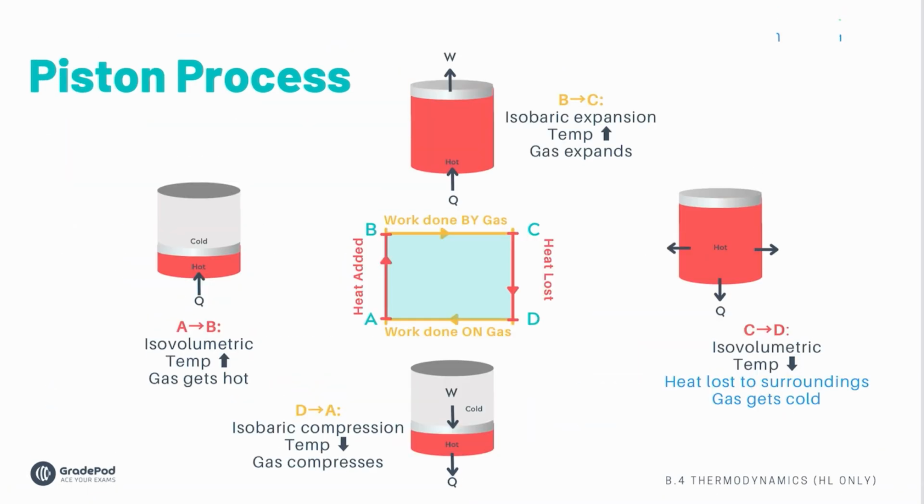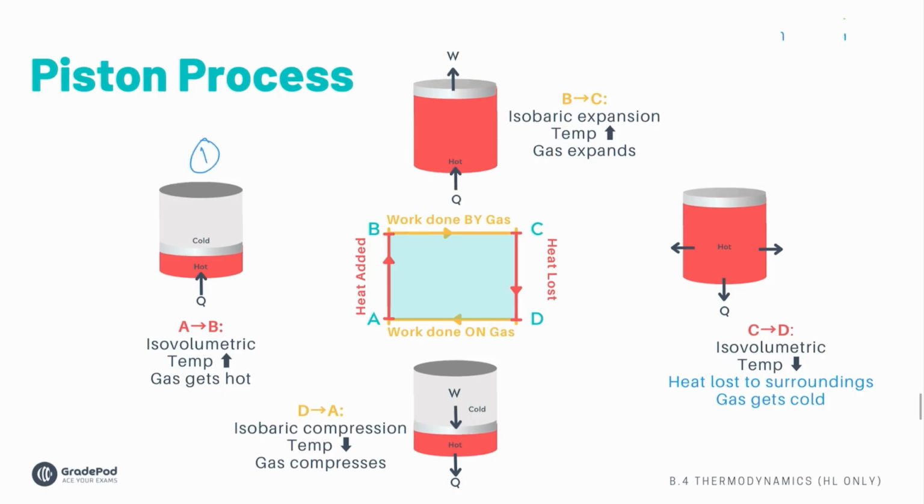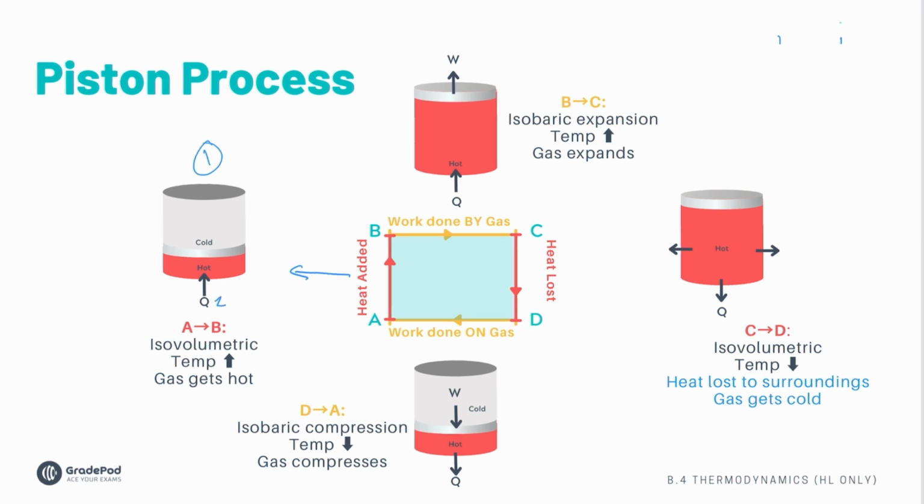I think it's important for us to remind ourselves a little bit more about the engine itself. We're going to start here, stage 1, and that's from A to B. Remember, it's isovolumetric: the volume stays the same, the temperature is increasing. The gas gets hot because here, fuel is being burned, and there's a transfer of energy from chemical energy to thermal energy. That thermal energy is then added to the system, and the gas gets hot.